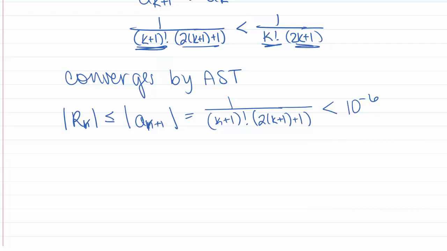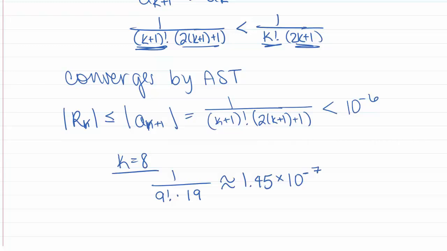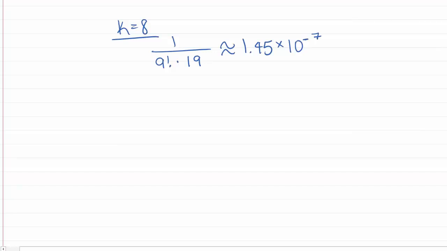Well, again, there's not a really great way to solve this, but just try to plug in a couple different numbers. And it happens to be if we plug in 8 for k, we would get 1 over 9 factorial times 19. And that's approximately 1.45 times 10 to the negative 7th. So that's less than 10 to the negative 6th. That's better than 10 to the negative 6th. We know if k is at least 8, then the error is less than 1.45 times 10 to the negative 7th, so it's less than 10 to the negative 6th.